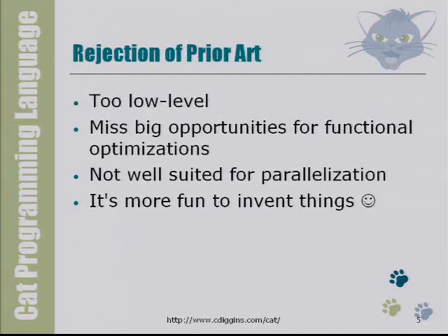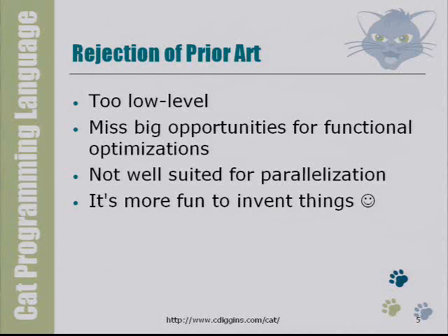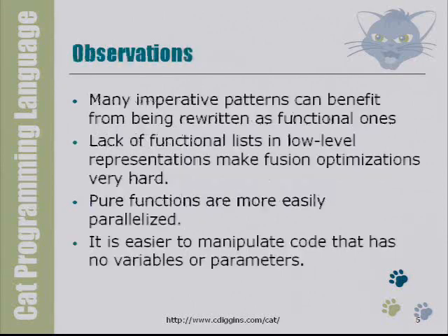So usually I have to answer the question, why did I reject prior art like other low-level representations for optimization like C++ or LLVM, etc.? I found a lot of them miss opportunities for functional optimization. They're also not well suited for parallelization, and of course it's fun to invent things.